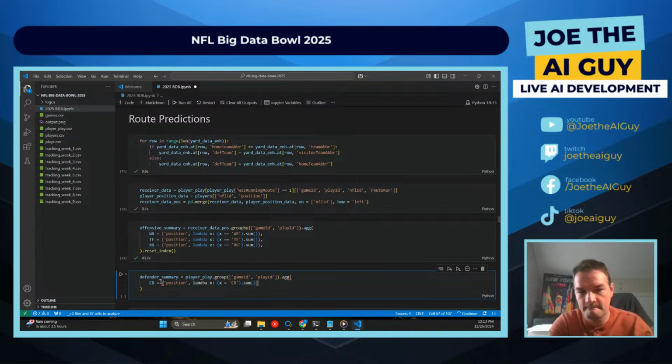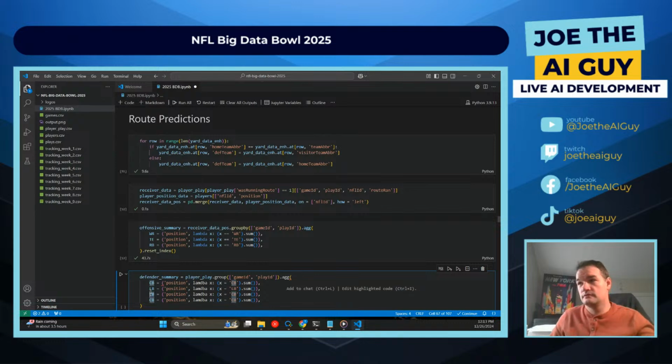Close that out, and then we're going to have to do the same thing for the other positions: linebacker, those are LB. We have what? Defensive line and safeties.